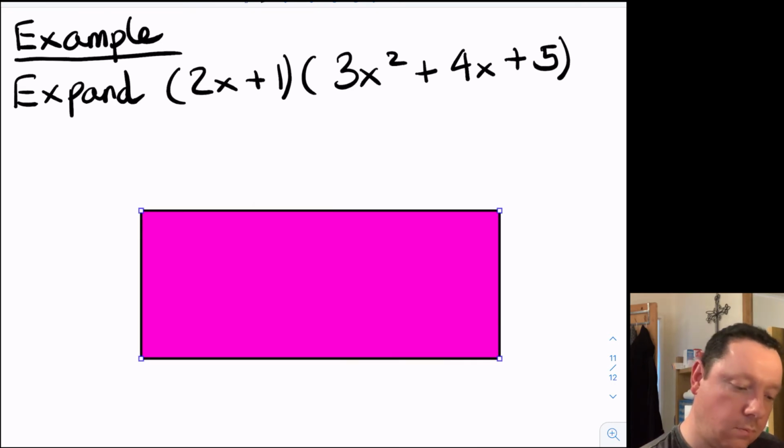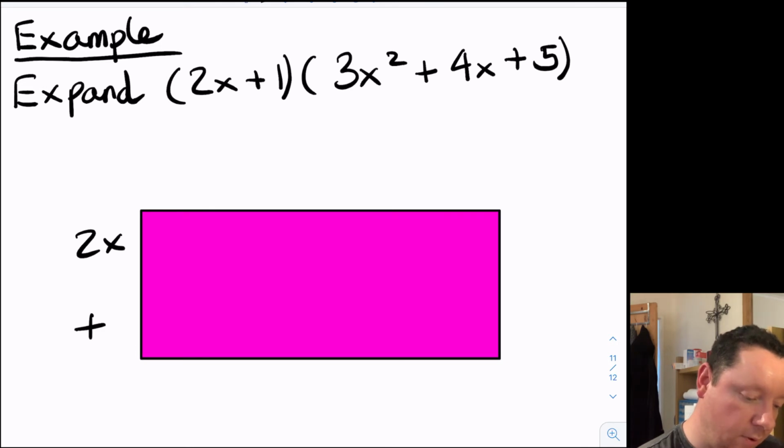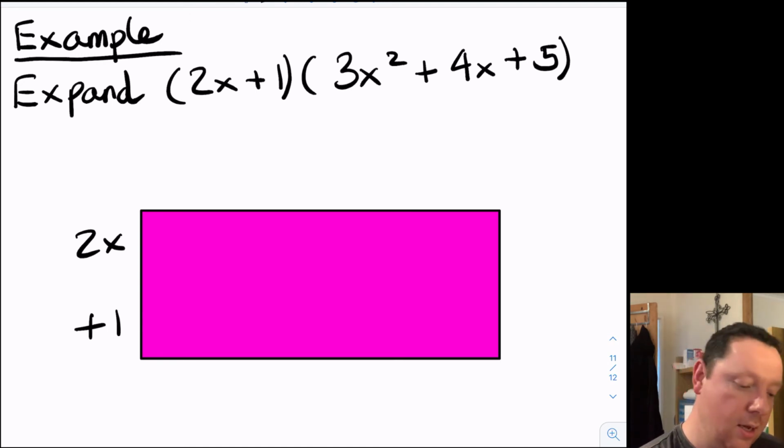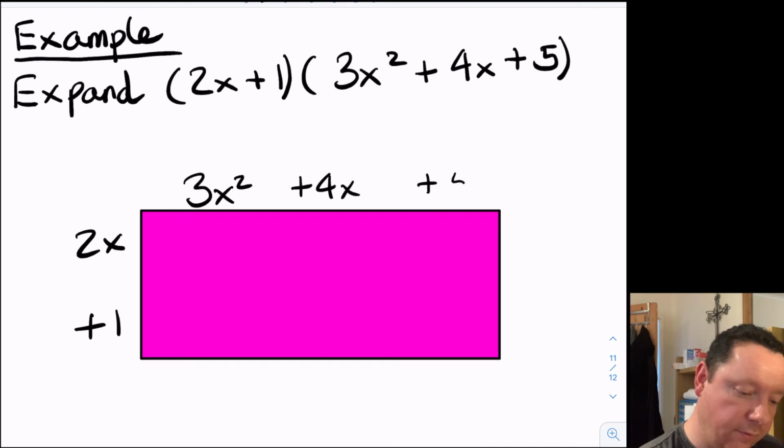Okay, so I'll put my 2x plus 1 down the side. That's my first bracket. Doesn't matter what order you do your brackets in, but I'll do that down the side so I've got more space at the top. So at the top I've got 3x squared, leave a space, plus 4x, leave a space, plus 5.